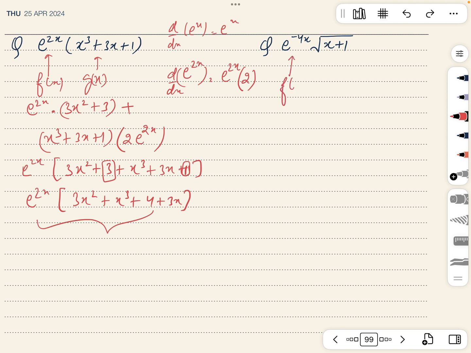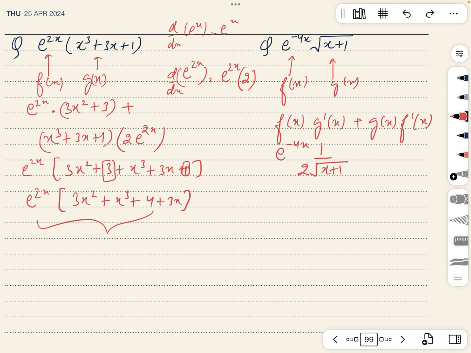This is again f of x and this is g of x. Differentiation of e to the power of minus 4x times 1 upon root x plus 1. Now first let's keep f of x as it is and the differentiation of g of x will happen, which will be g dash of x, and then plus g of x as it is, and differentiation of the f of x will happen. So e to the power of minus 4x remains as it is. Differentiation of 1 upon root x plus 1: differentiation of root x plus 1 will be 1 upon 2 root of x plus 1, and then differentiation of x plus 1 is just 1.